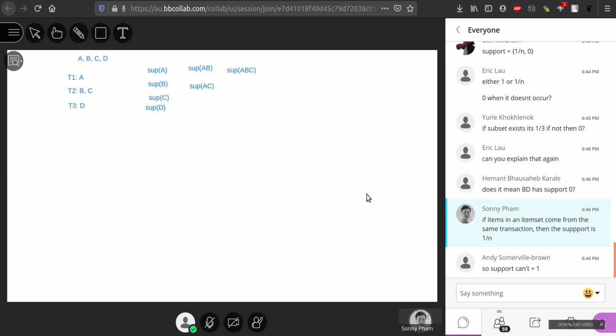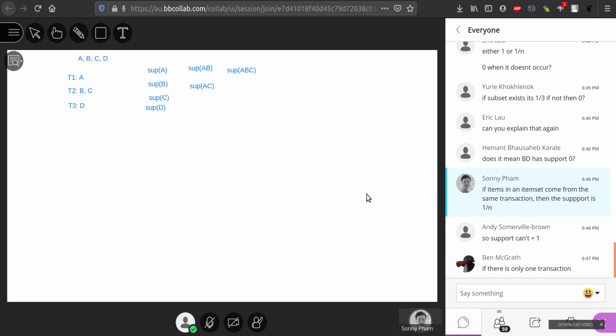Okay, so we have two concepts. One is called relative support, and the other one is called absolute support. So the support itself can be 1 if it appears. I mean, in this case, we cannot say the support can be equal to 1, because if there is only one transaction, then it's equal to 1. So it's not correct.